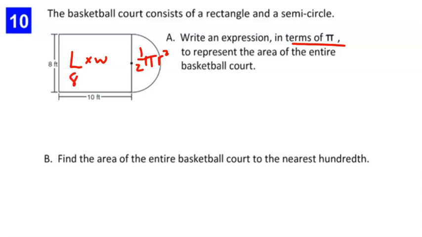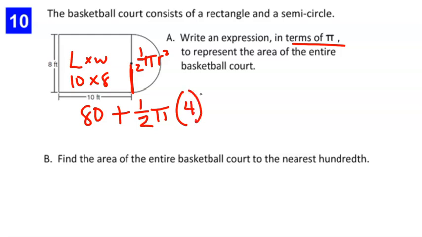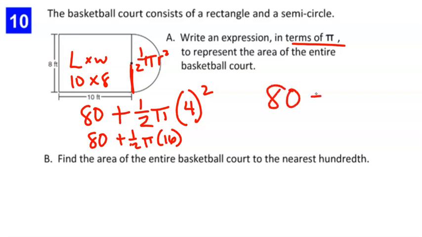Looks like I know the length and the width, so I'm going to say the length is 10, the width is 8, so that's going to be 80. I'm going to add half of pi times r squared, and the radius is half of 8. I'm going to put a 4 here, so I could write it like this. I could also start to simplify and write 1/2 of pi times 16. I could also take half of 16. This is another good answer.